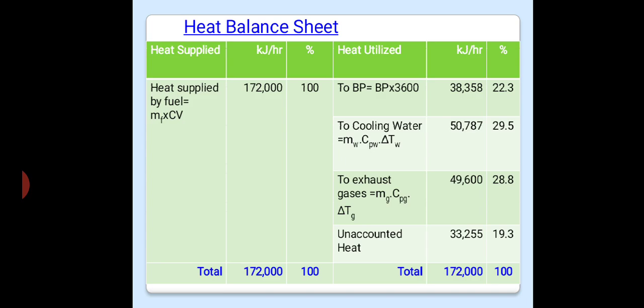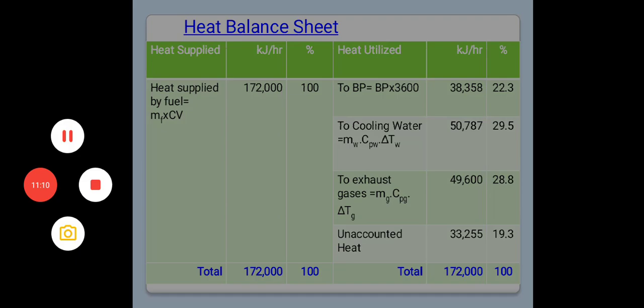So we can see from left hand side and right hand side we got the heat, that is 172,000 kilojoule per hour, and by percentage 100%. So our heat balance sheet is properly balanced. Thank you.